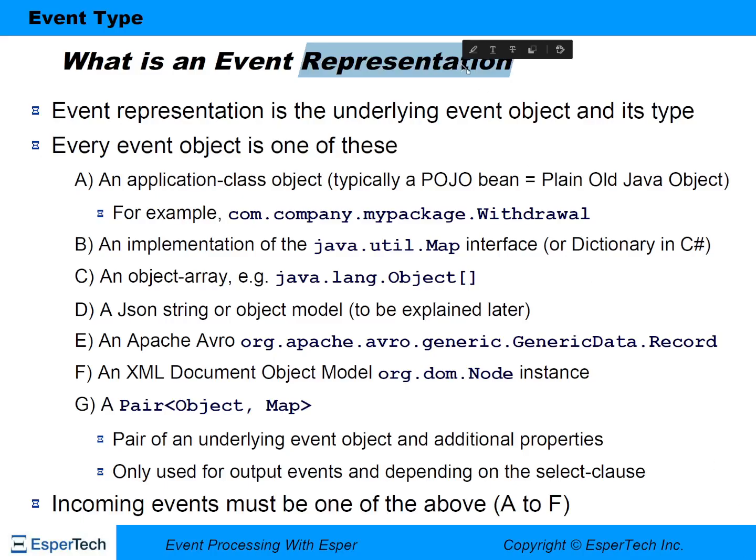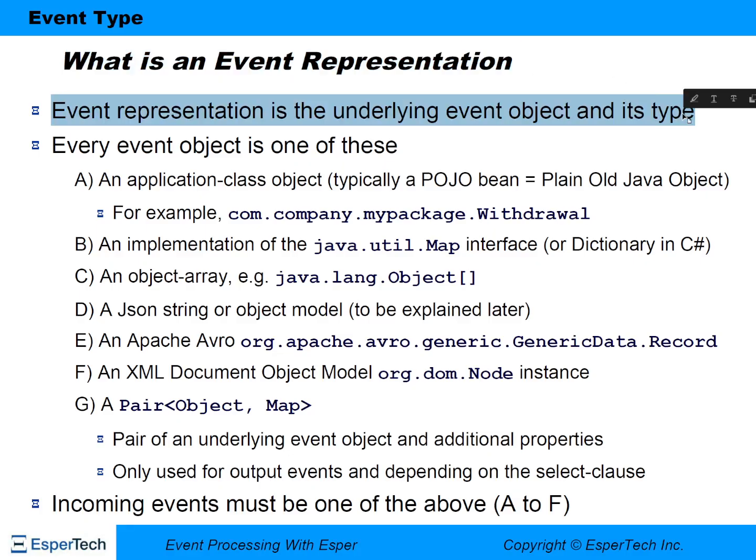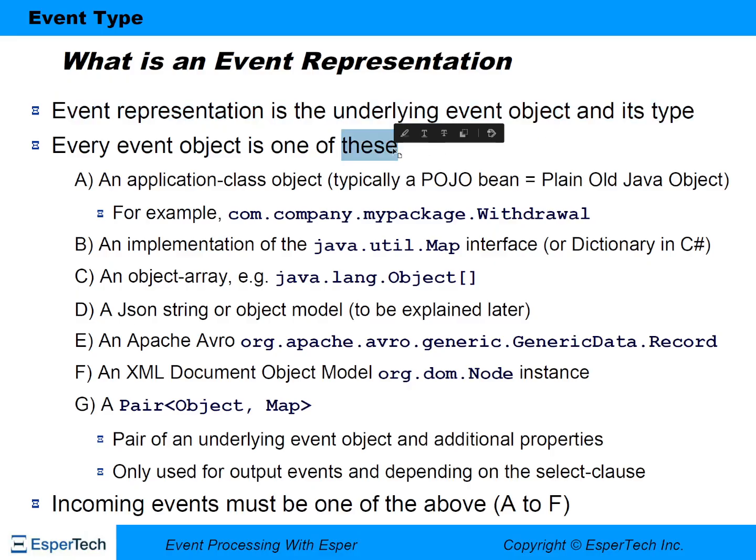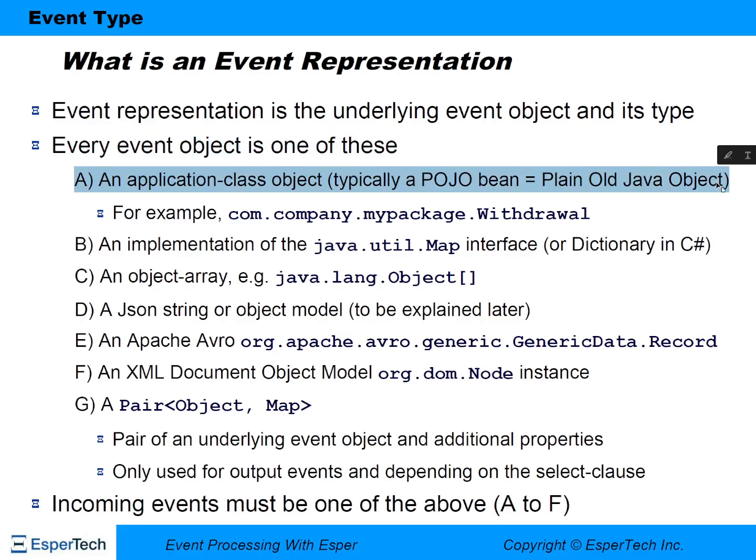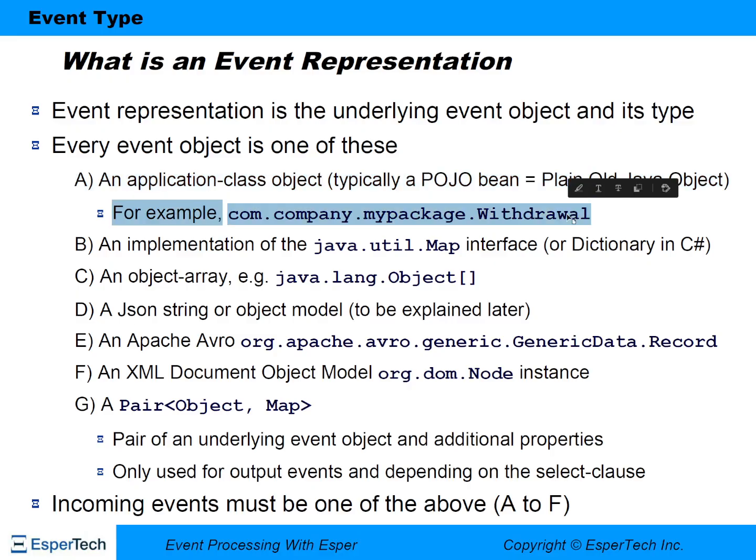What is an event representation? An event representation is the underlying event object and its type. Every event object is one of these. A. An application class object, typically a POJO bean, and POJO stands for plain old Java object. For instance, com.company.mypackage.Withdrawal.